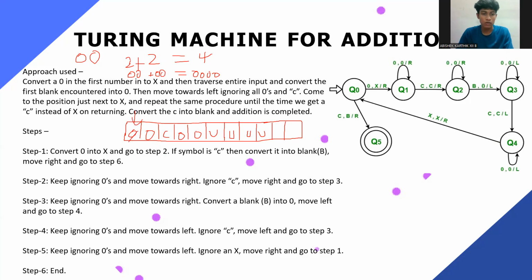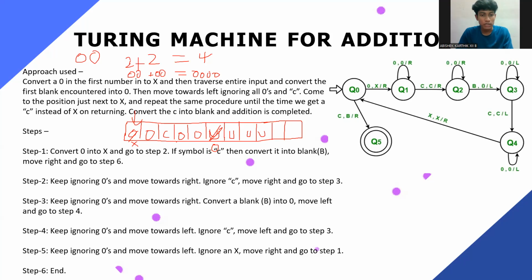We convert this 0 into an x, and then we keep scanning right. It doesn't matter what element is here, whether it's a 0 or a c. We keep going right until we encounter a blank, and we convert that blank into a 0. We convert a 0 into an x, and then we keep scanning right until we reach a blank, and we convert that blank into a 0.